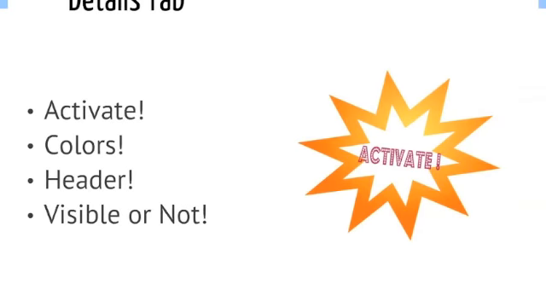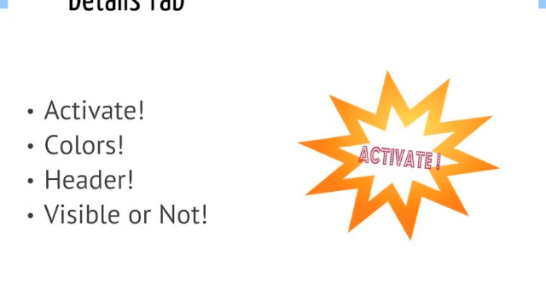So we just kind of stepped into the Details tab to activate our Splash Intro, but let's see what else we can do within there. The Details tab is going to have a lot of really cool functions that you're going to be able to utilize. Obviously, like I had just shown you, you can activate your Splash Intro from there. You can change background colors and font colors from there.